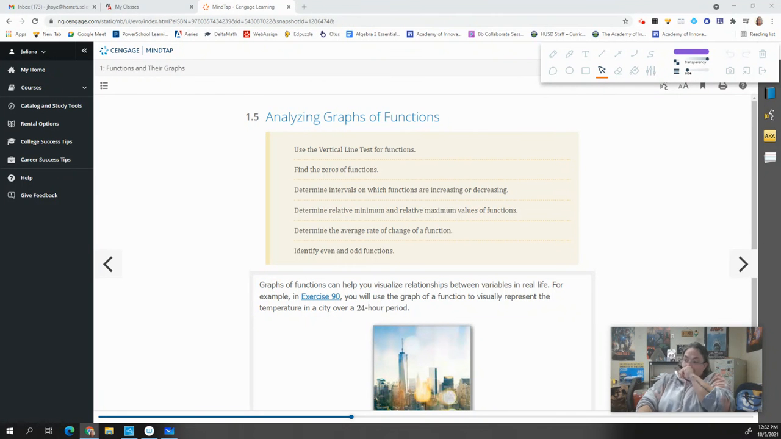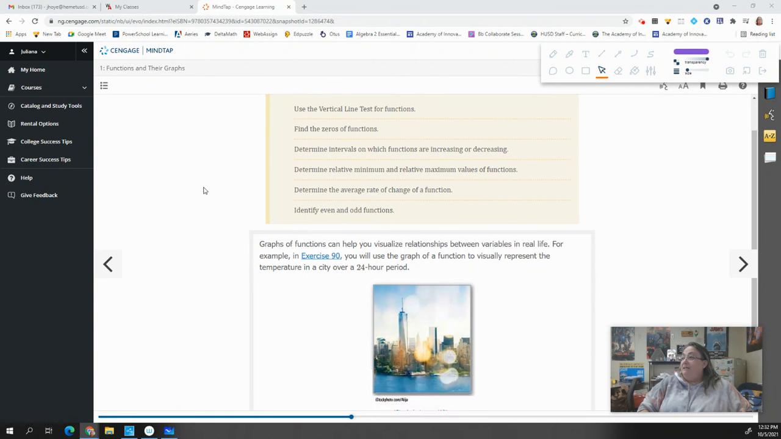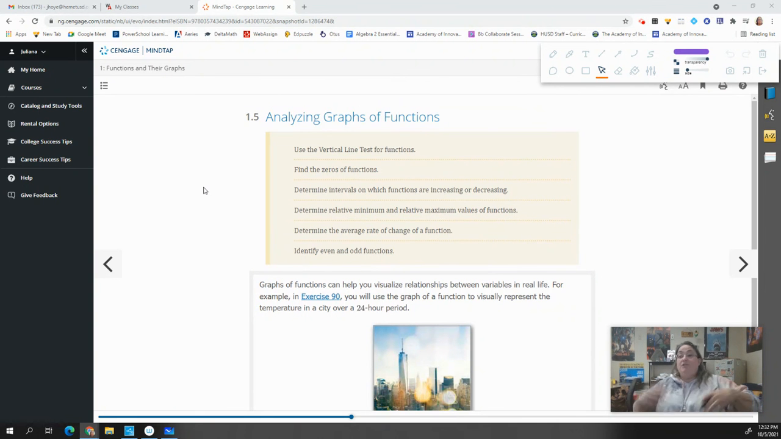So, as I said, we're just analyzing graphs today. And the idea of analyzing graphs is if we're going to graph them, we should know what all of this stuff means that we're looking at in the graphs. There's a lot of things that you can tell just by looking at a graph.